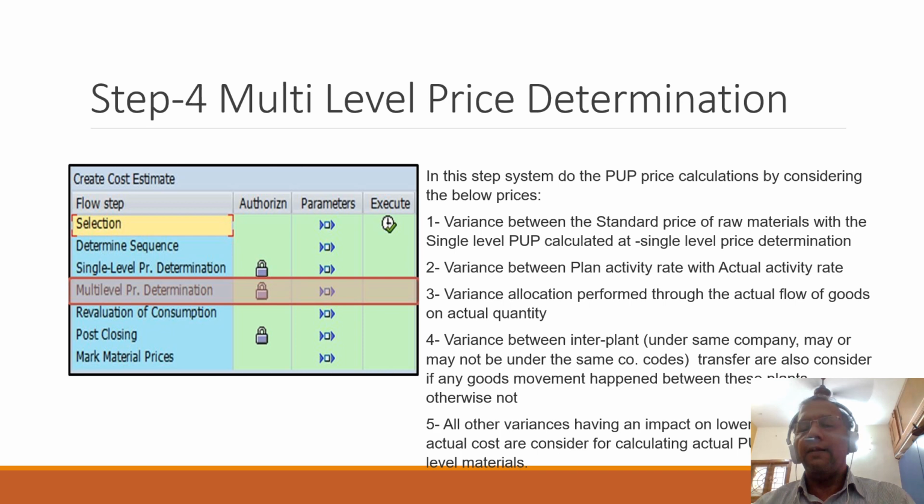In these steps, you determine the periodic unit price calculation by considering the below prices: the variance between the standard price of the raw material and the single level periodic unit price at single level price determination; the variance between the planned activity rate and the actual activity rate; the variance allocation performed through the actual flow of goods on actual quantity; the variance between the interplant transfers, that is between the plants; and then the variance impacted between the actual cost of the raw materials. So this is the most important thing: how we are going to determine the multiple level price determination.